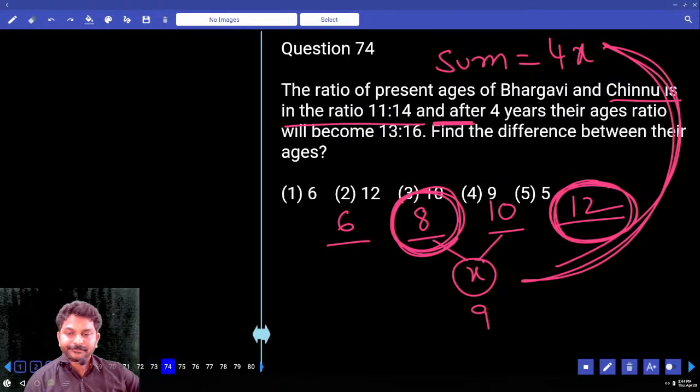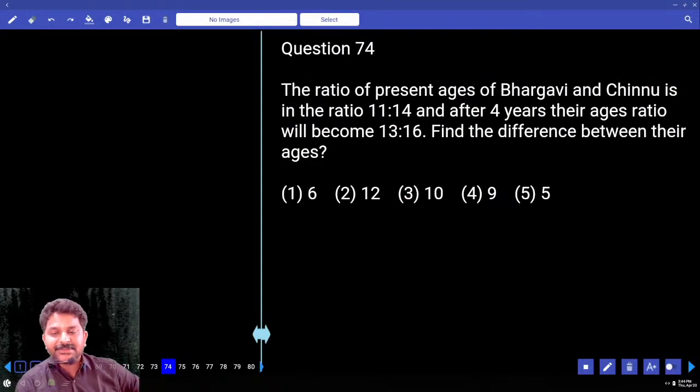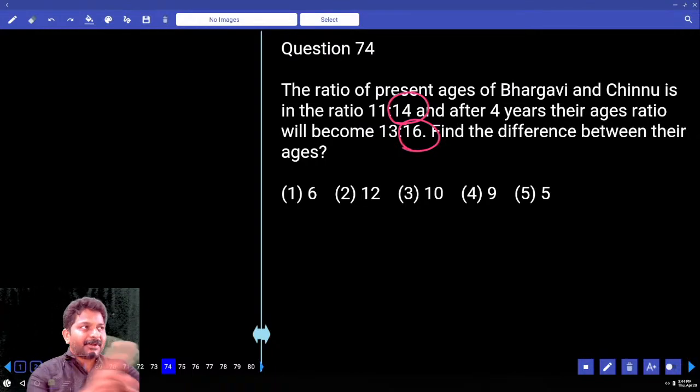Followed? The ratio of ages of Bhargavi and Chinnu is 11:14, and after 4 years their ages ratio will be 13:16. Find the difference between their ages. Okay. Now Bhargavi's age is 11 parts. After 4 years, increased by. At the same time Chinnu's age is 14. After 4 years, increased by, for both the persons, their age increases by 2 parts only.